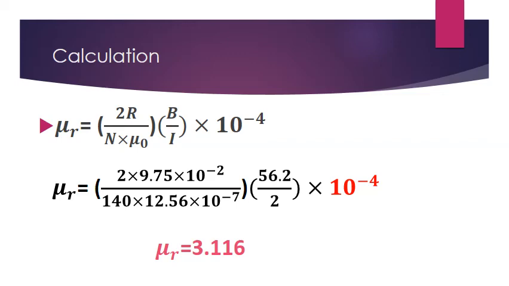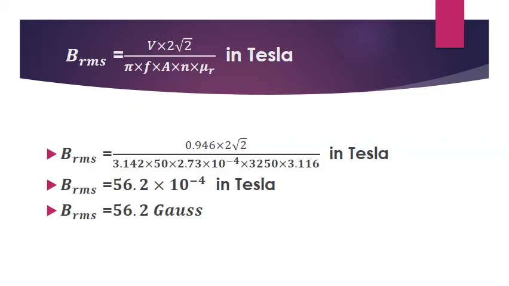Next we will calculate the BRMS value by using the relation BRMS is equal to V into 2 root 2 divided by pi f A N mu r. Substituting all the values, we get BRMS equal to 56.2 into 10 raised to power minus 4 Tesla, and then we reduce this into Gauss, that is 56.2 Gauss, and finally write the two obtained values in the result. I hope this will be helpful for you people, and thank you very much.